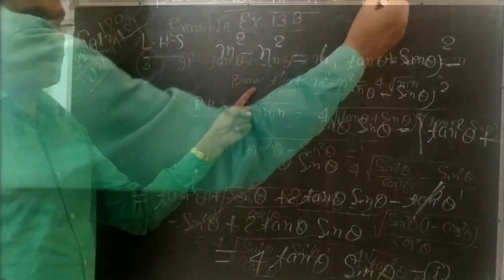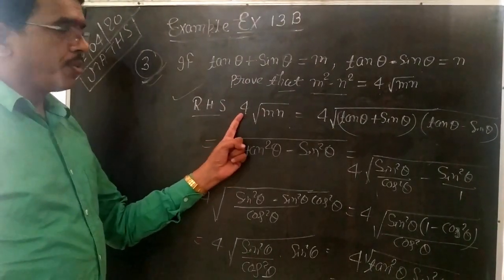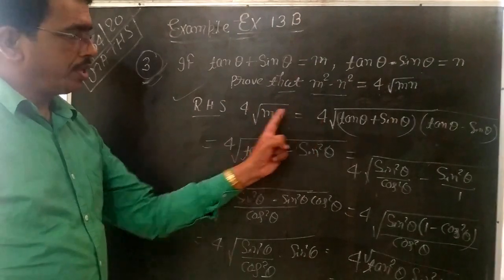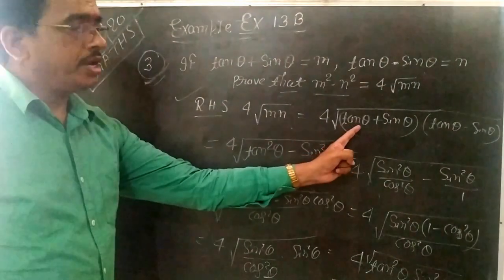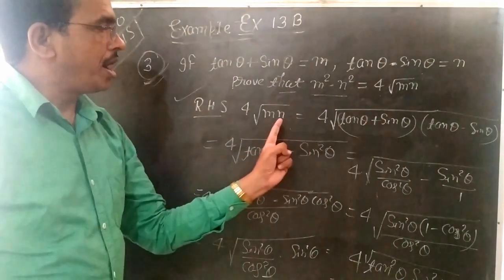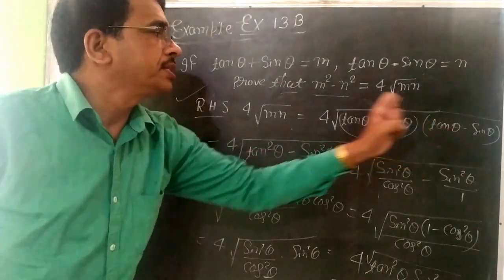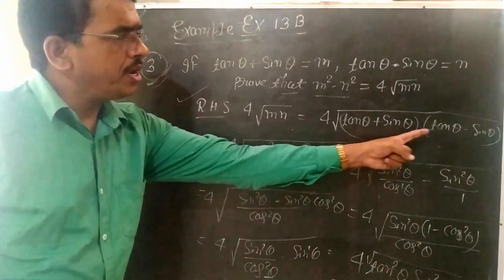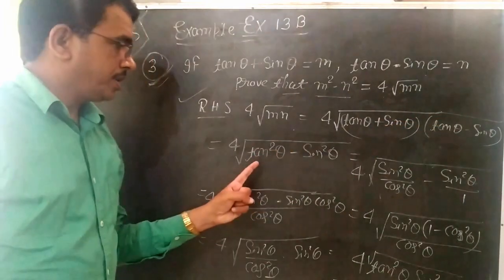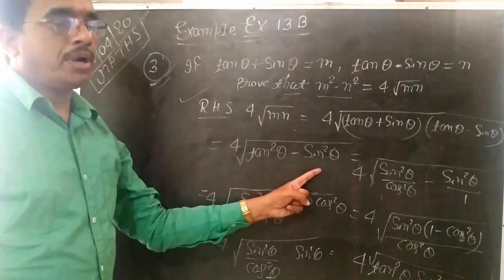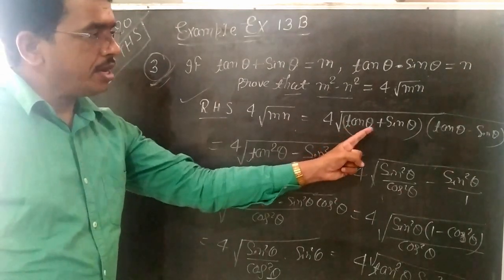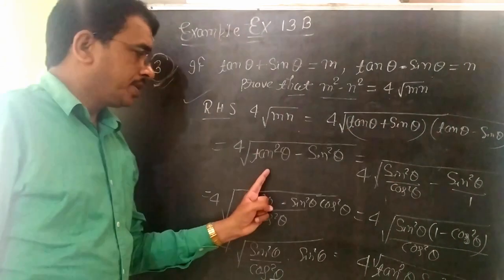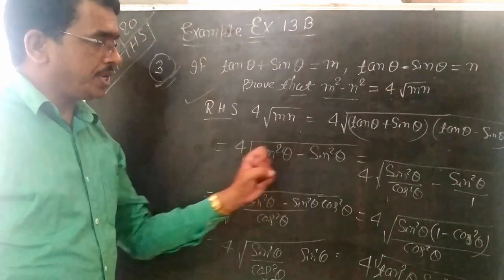Now we solve RHS, which is 4 under root mn. So write here 4 under root, m is tan theta plus sin theta and n is tan theta minus sin theta. Here is 4. Now it is (a plus b) and (a minus b), then a square minus b square. At the place of a is tan and at the place of b is sin. So it is (a plus b) and (a minus b), then I write here a square minus b square.